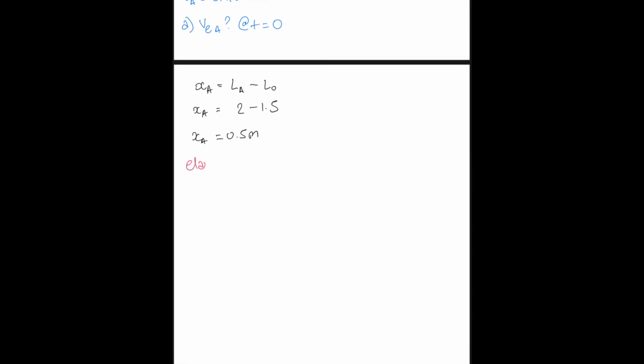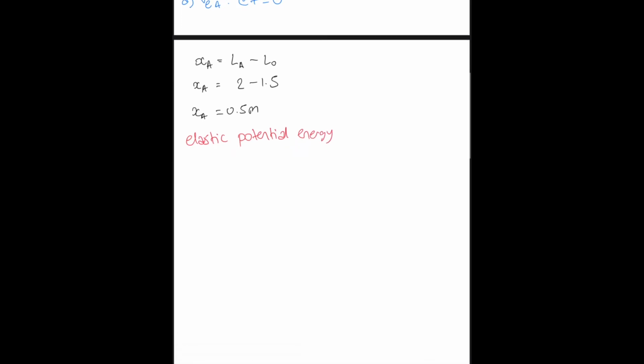Now the elastic potential equation we know is going to be VE is equal to half K XA squared. And if we plug in what we know, we get VEA is equal to 3.75 joules.